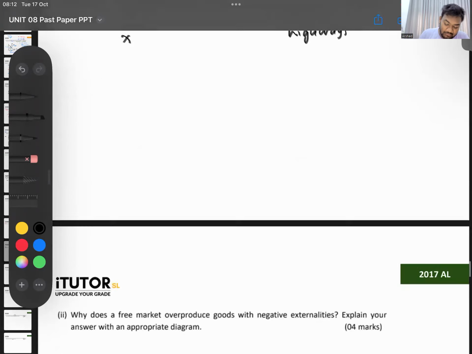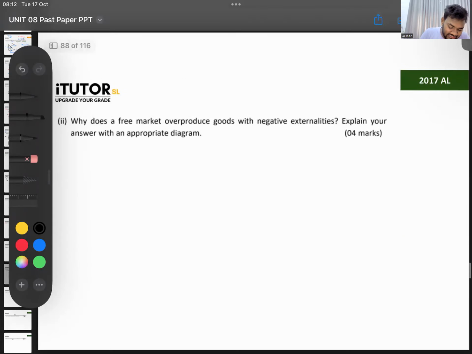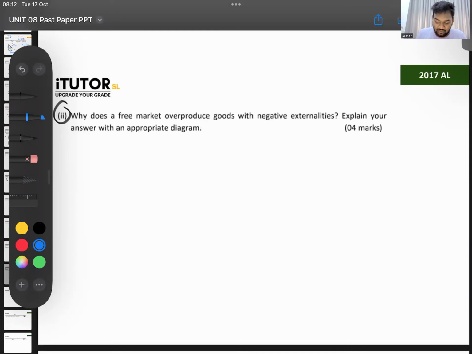Then question number 2. This is also easy. Same thing that we did before. Can someone give me the question number, guys? Why does a free market overproduce goods with negative externalities? Ideally, it has to be the negative externality in production. Negative externality in production is what you have to draw. We did this now in a couple of papers before. Question number 2015.